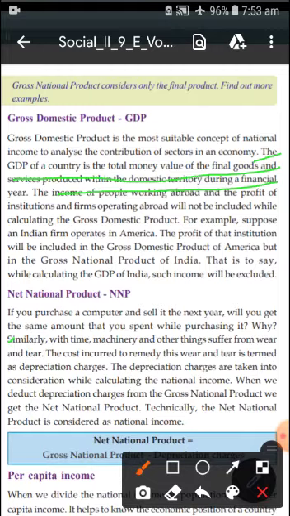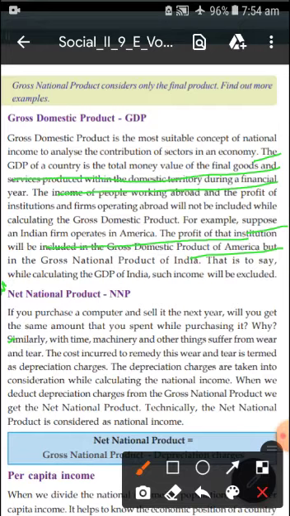The income of the people working abroad and the profit of institutions and firms operating abroad will not be included while calculating the gross domestic product. For example, suppose an Indian firm operates in America. The profit of that institution will be included in the gross domestic product of America, but in the gross national product of India.